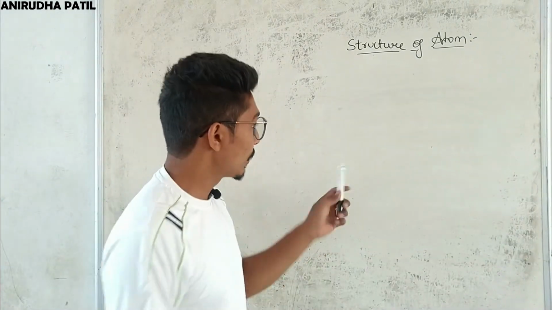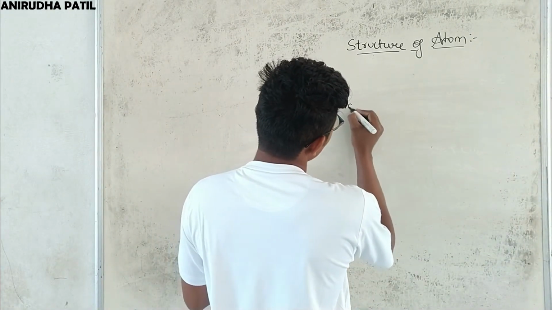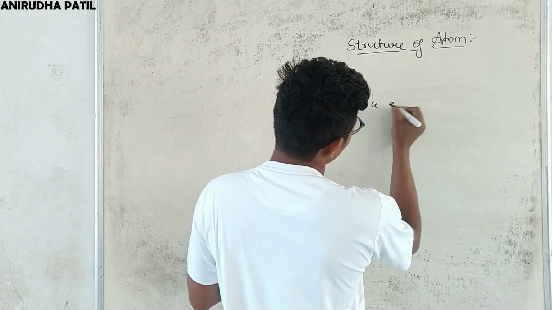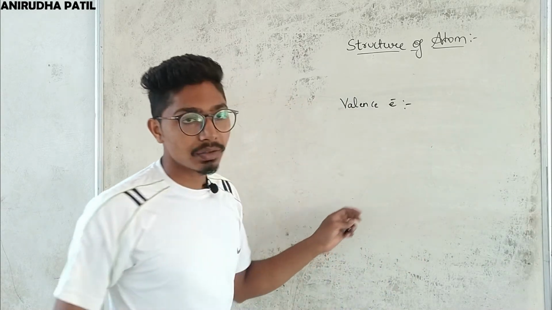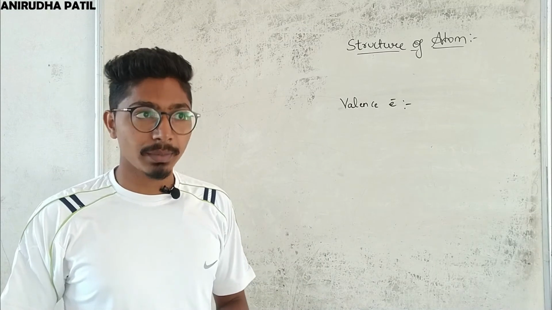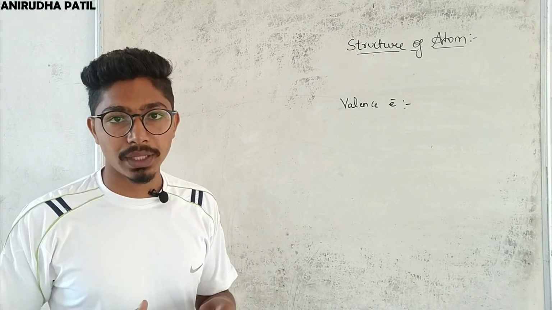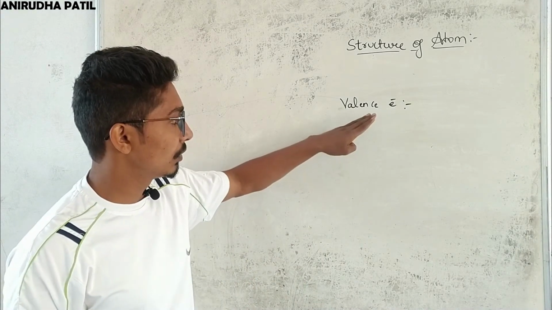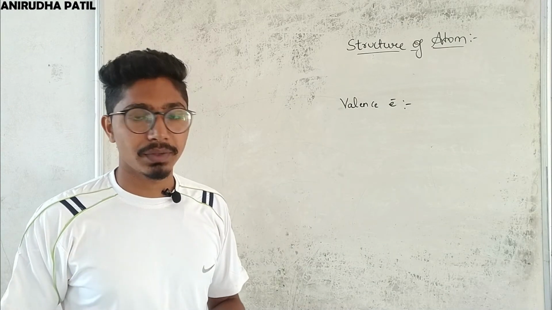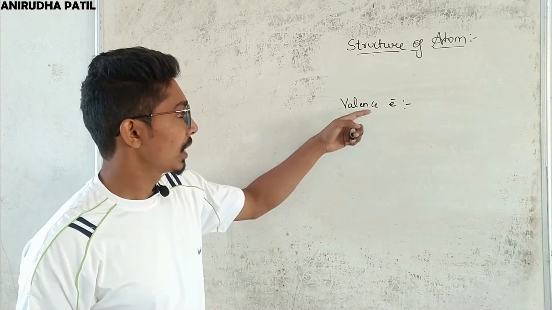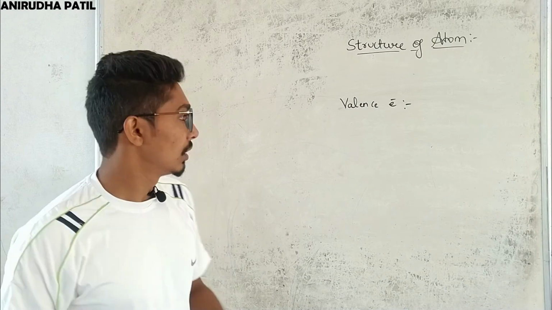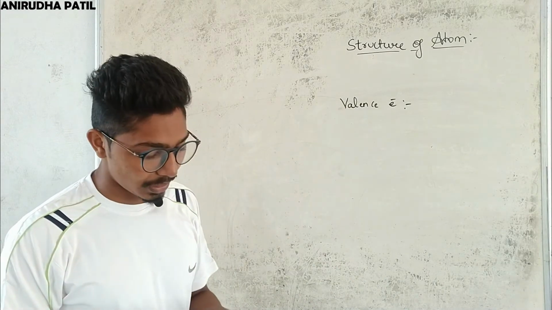Okay, one more concept is the concept of valence electrons. So what are valence electrons? Valence electrons are nothing but the electrons present in the outermost shell of the atom. The valency of atoms can be different, based on the number of electrons present in the outermost shell, that is known as valence electrons, and the concept is known as valency.